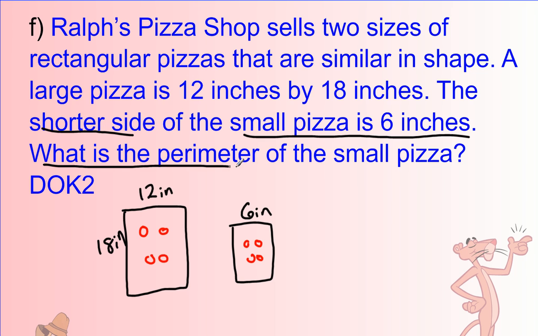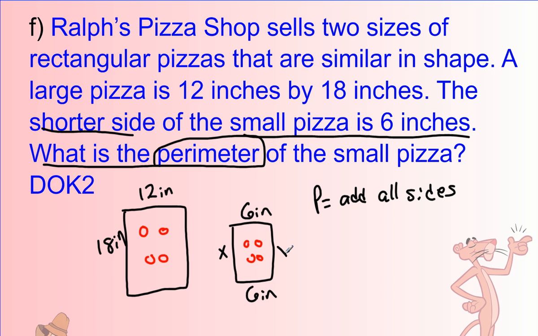So the final question is asking for perimeter. The way you find perimeter of a rectangle is you take all of the sides and you add it together. So this is 6 inches. The bottom would be 6 inches. I don't know this side here. It's not given to me in the problem, so I'm going to call it x. And this other side would also be x. So my perimeter would be 6 plus x plus x.